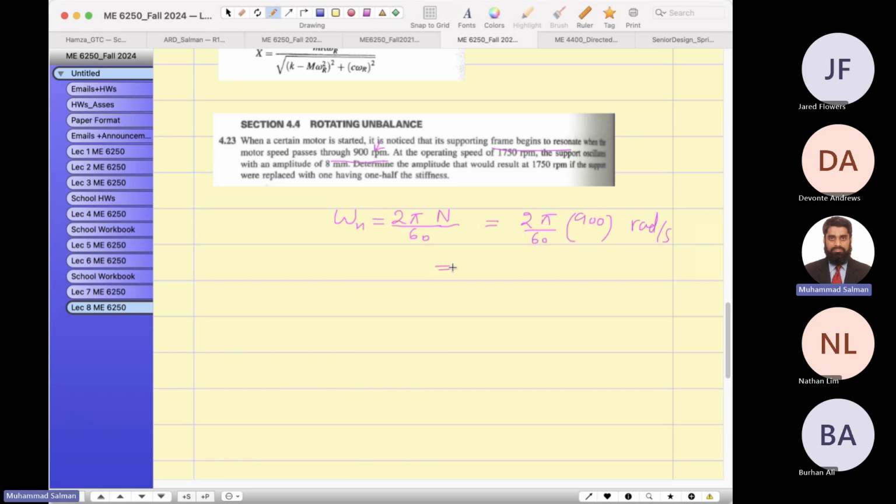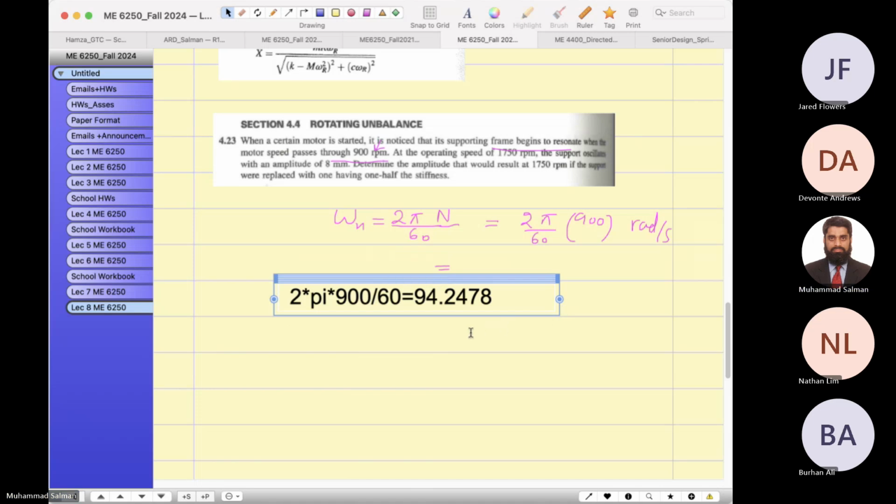And if you do the math, you should get, let me do the math for you, you can verify it. 2 times pi times 900 divided by 60, I got 94.25 radians per second.